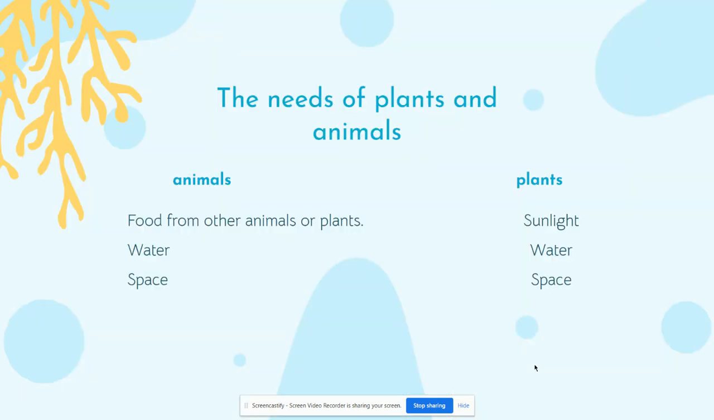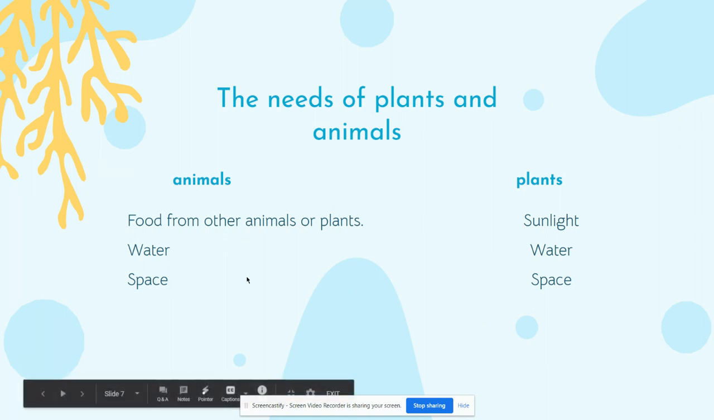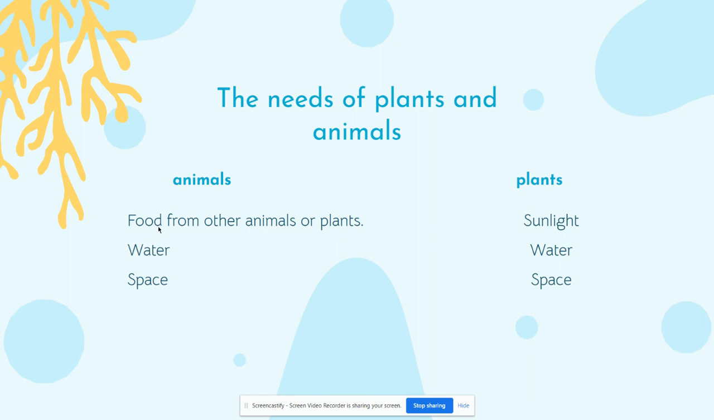Okay, so the needs of plants and animals. We're just going to mention a few of them. Now, the needs of animals. They need food from other animals or plants. So, it really just depends. Some animals like to eat other animals, and some animals only like to eat plants. But they find the need of food in their environment. They also find water and space in their own environment. Now, plants, they need sunlight, water, and space, and plants find these things in their environment.